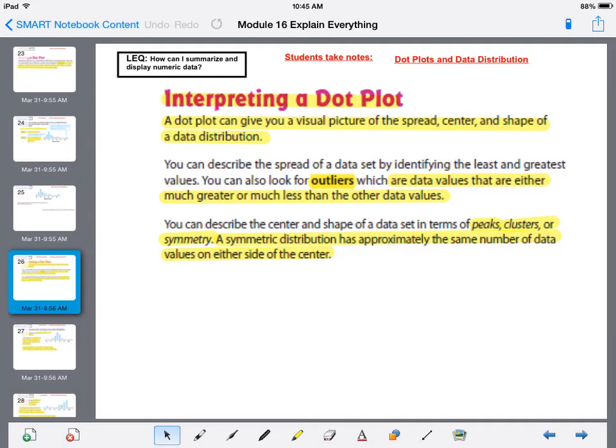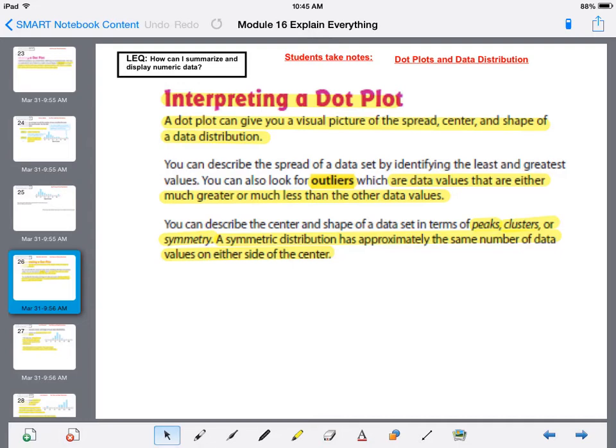We also learned about peaks. When we think about peaks, we think about mountain peaks, so it's the highest point in your dot distribution. Your clusters are the ones that are clumped together. So from what number to what number is the information clustered or clumped together.